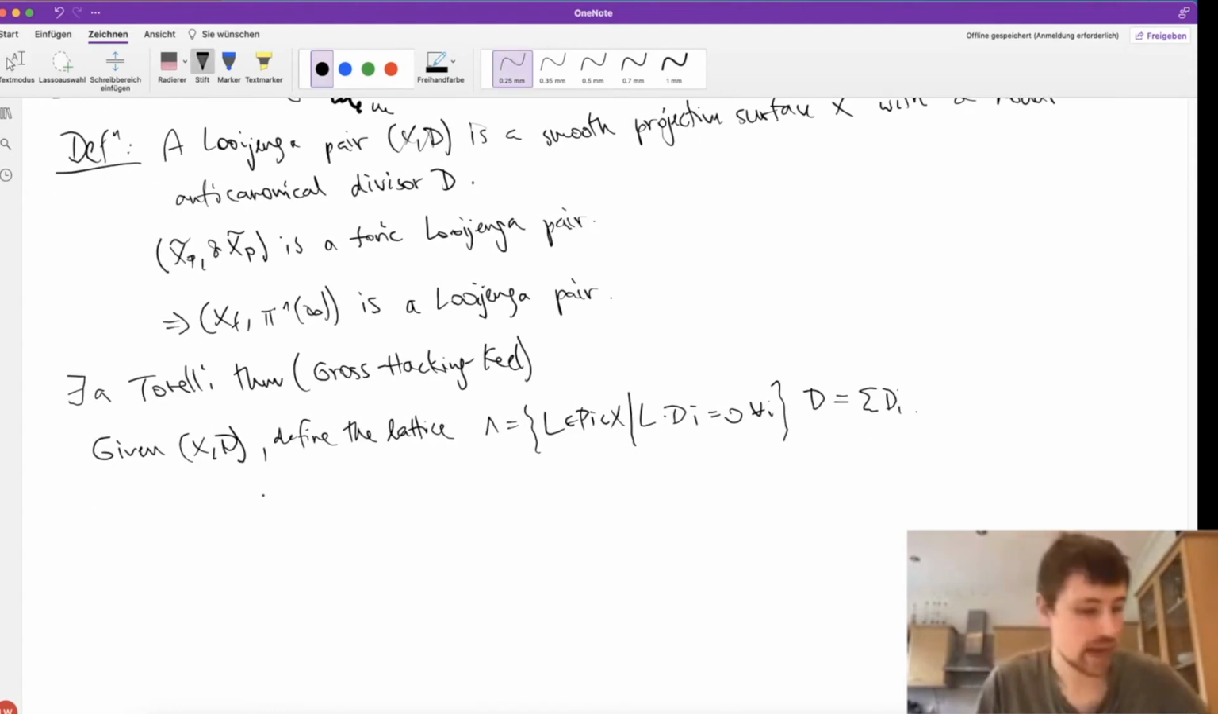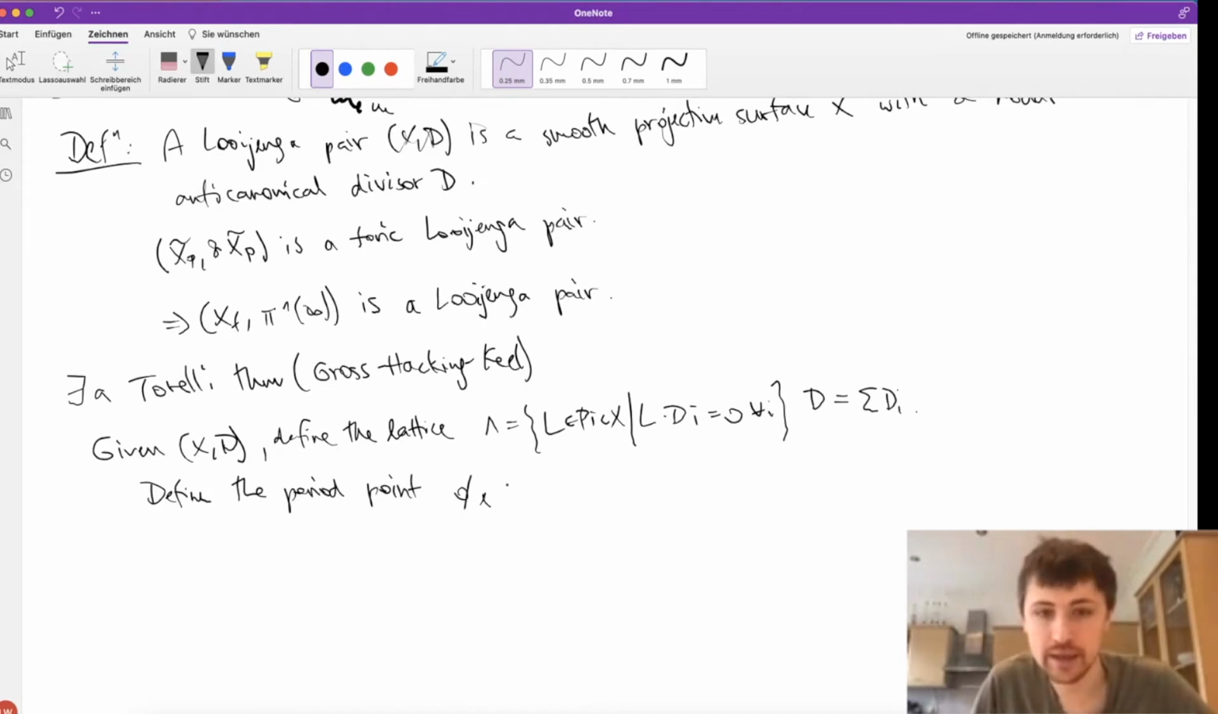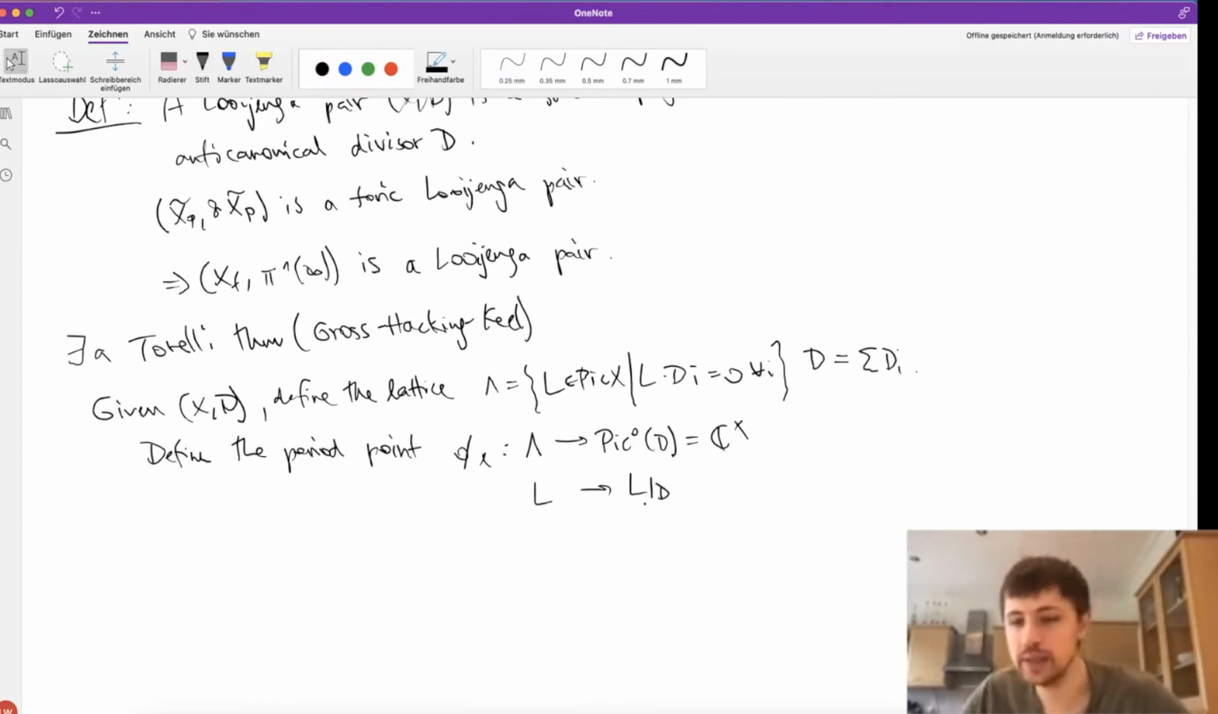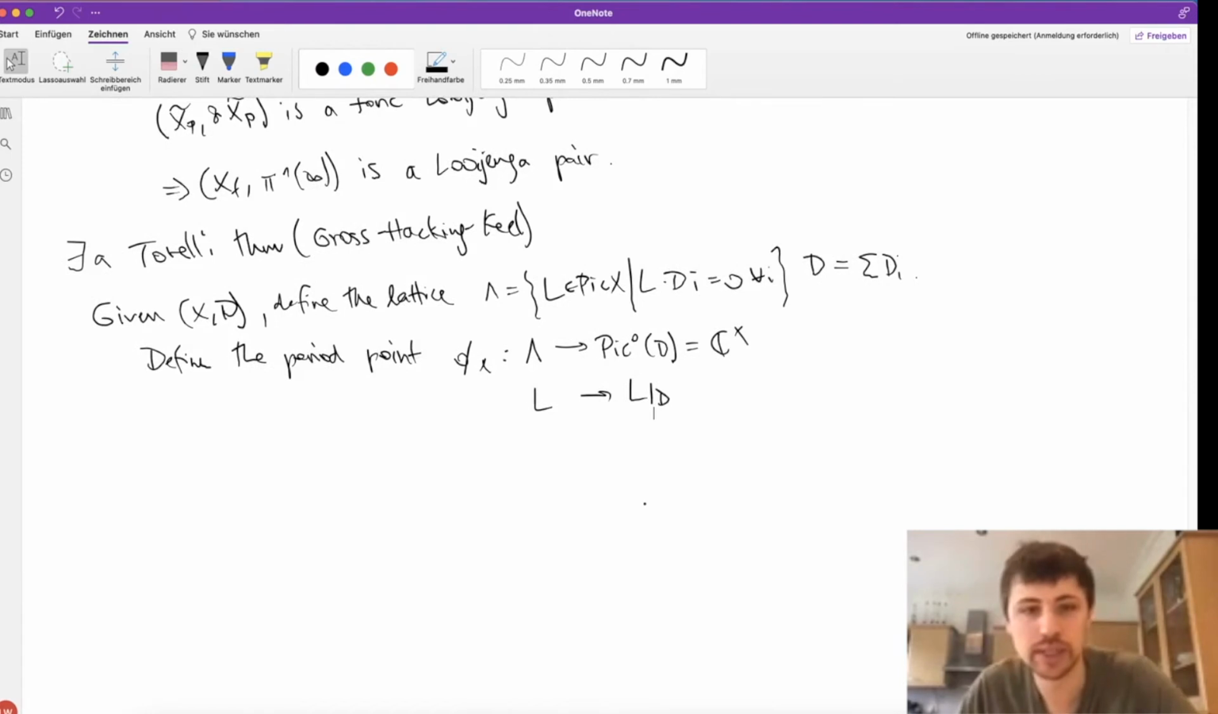And then we define the period point of (X, D) as a map from lambda to Pic^0 of D, which is isomorphic to C star. It's defined as follows: we take a line bundle and we just restrict it to D. That's a simple looking definition, but maybe it's not really intuitive what's going on. So let's do an example.